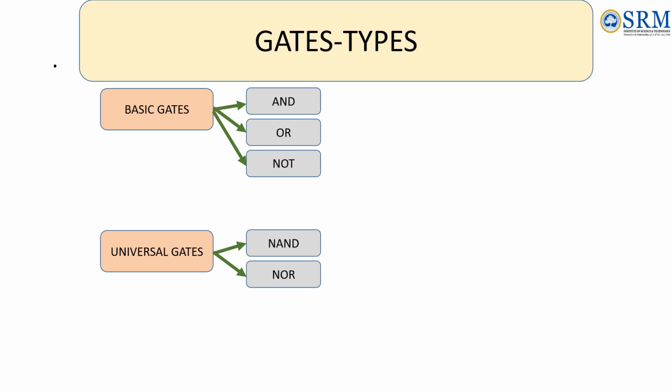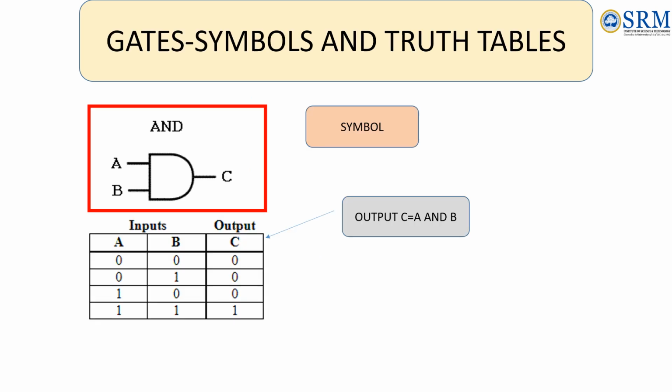Logic gates can be classified into basic gates and universal gates. AND, OR, and NOT are the basic gates, and NAND and NOR are the universal gates. They are called universal because any digital circuit can be implemented by these two gates. We'll start our analysis with the first basic gate, the AND gate.